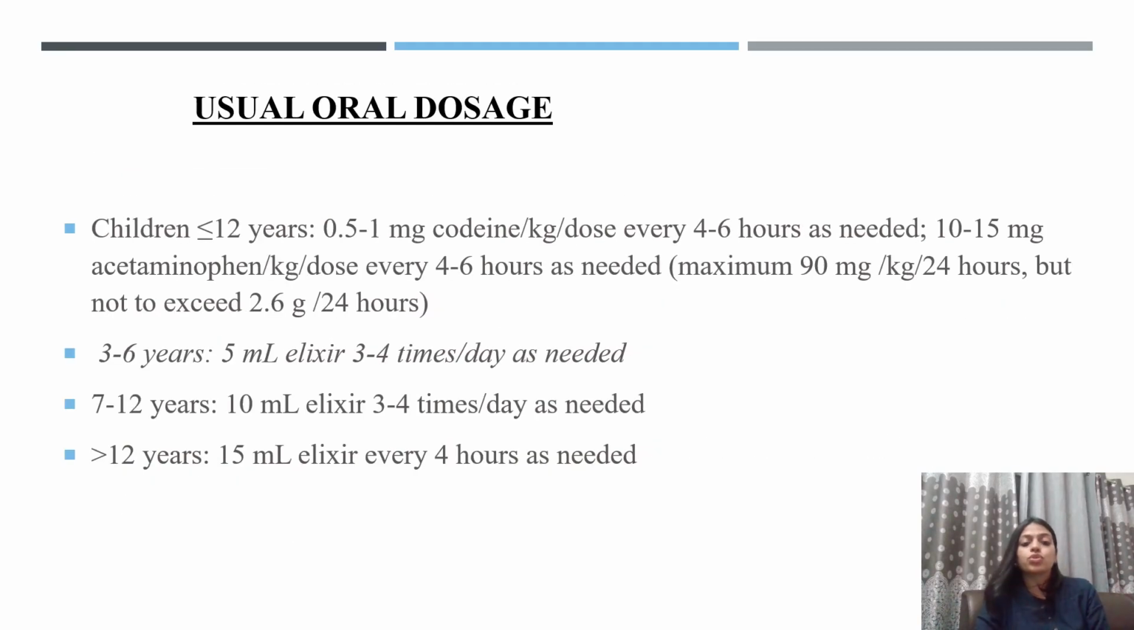Okay, the usual oral dosage: children who are less than equal to 12 years, 0.5 to 1 milligram codeine per kg per dose every 4 to 6 hours. Okay, and 10 to 15 milligram acetaminophen per kg per dose every 4 to 6 hours can be given. Okay, and children who are 3 to 6 years, 5 ml elixir at least 3 to 4 times a day. Children who are 7 to 12 years, 10 ml can be given 3 to 4 times a day, and more than 12 years, 15 ml can be given every 4 hours. But usually in children who are above 6, tablet form is preferred over the elixir.